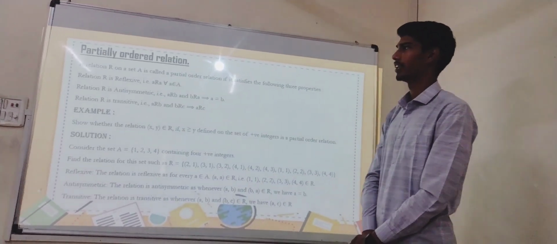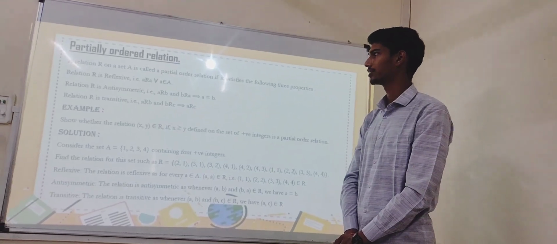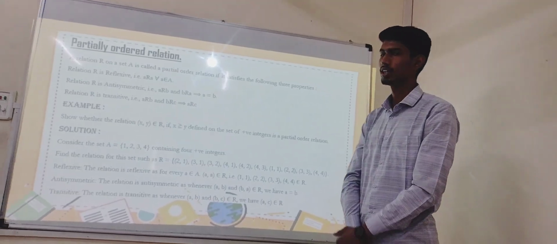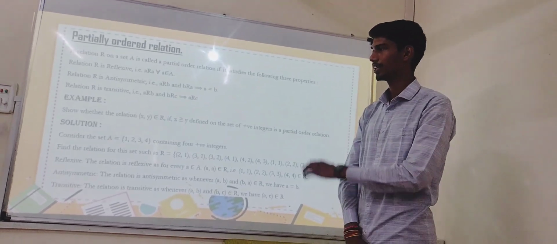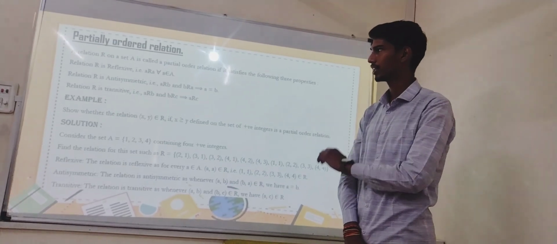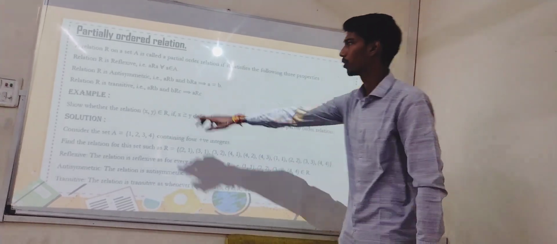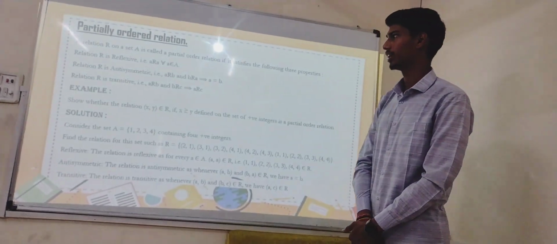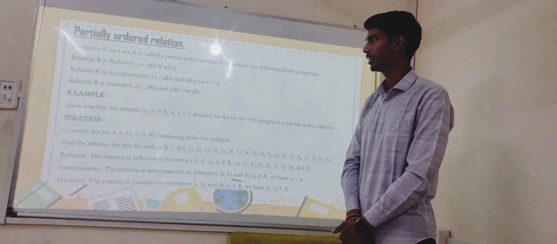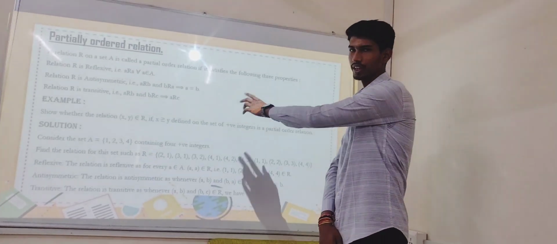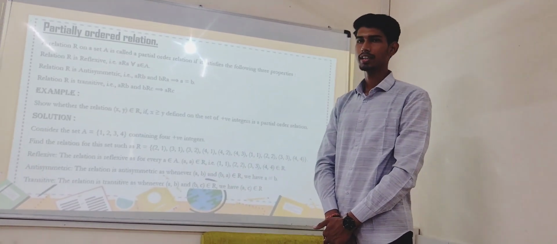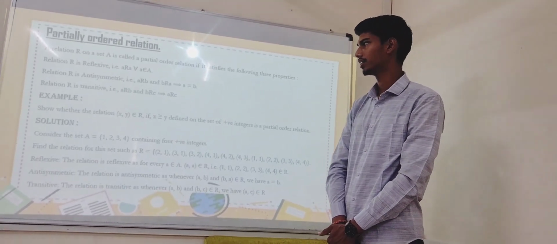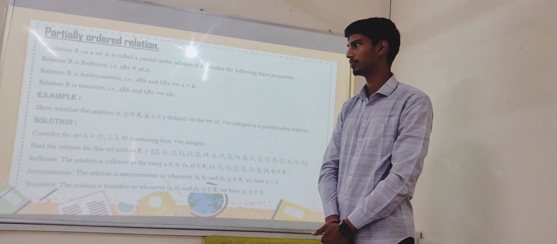Partially ordered relation. A relation R on a set A is called a partial ordered relation if it satisfies the following three properties. Relation R is reflexive, that is a R a for all a belongs to A. Relation R is antisymmetric, that is a R b and b R a implies a equals b. Relation R is transitive, that is a R b and b R c implies a R c.